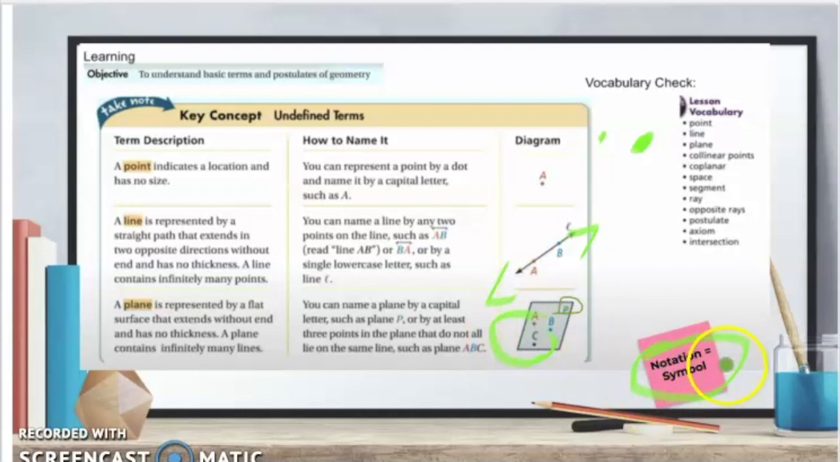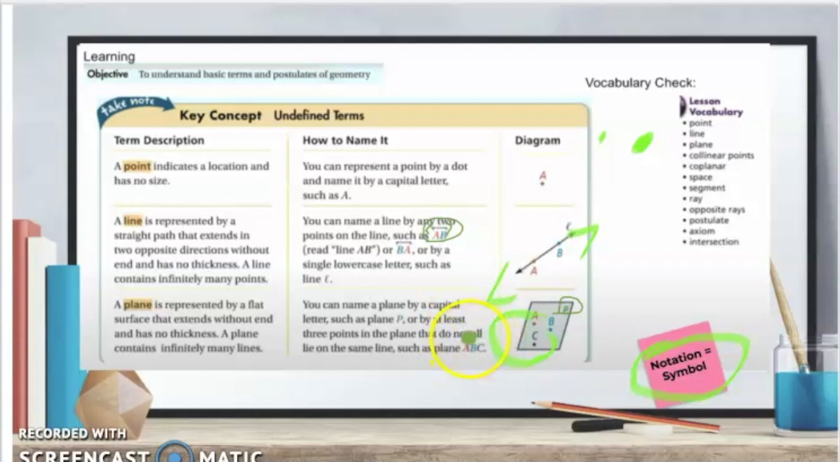Now, notation is a formalized word in your textbook. These are the symbols. This is the symbol for line. It has a little dash on the top and it has an arrow. You can't see it, but there is an arrow at both ends to indicate the notation of a line.